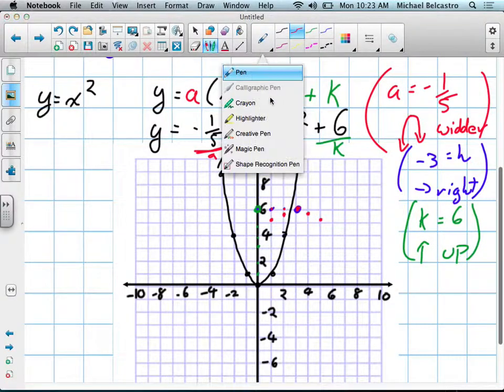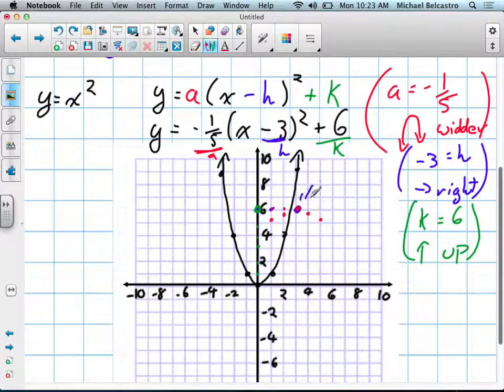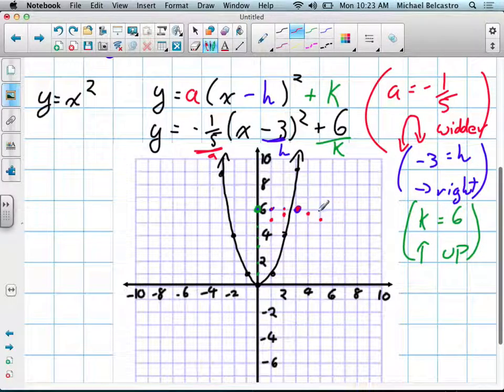Let's try 3. Start at the vertex again. We go over 3 units from the vertex. 3 squared is? 9. Times negative a fifth is what? Negative 9 over 5. Okay? Which is 1 and 4/5. So what that means is our vertex goes over 3 and we go down 1 and 4/5. So if you notice, this is going to be much wider than what we had before.